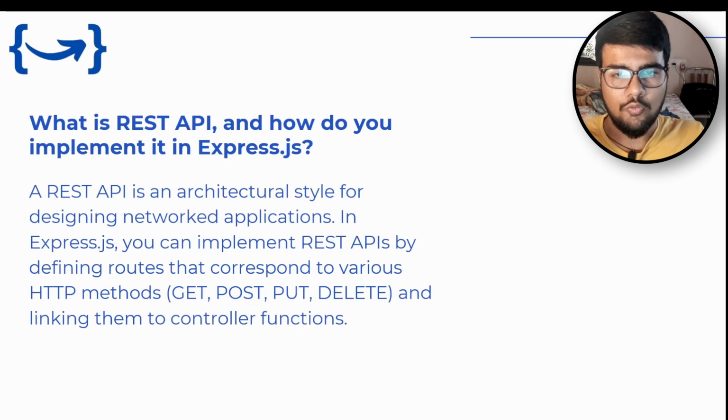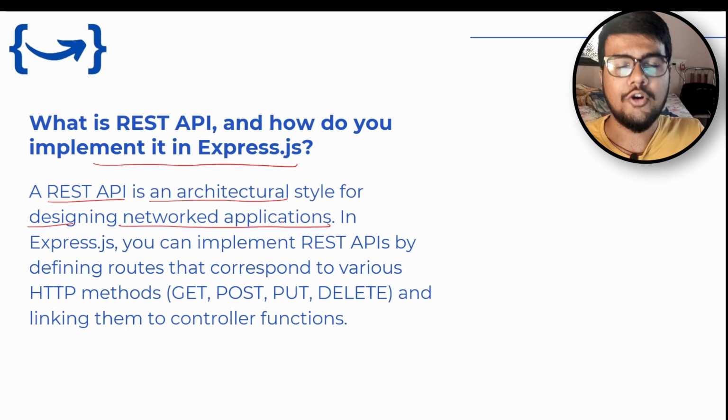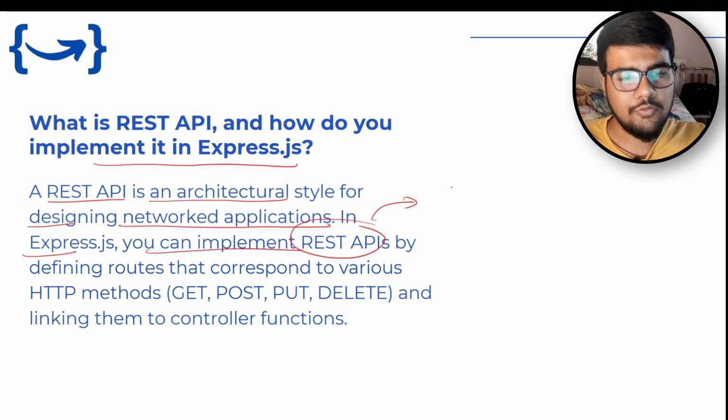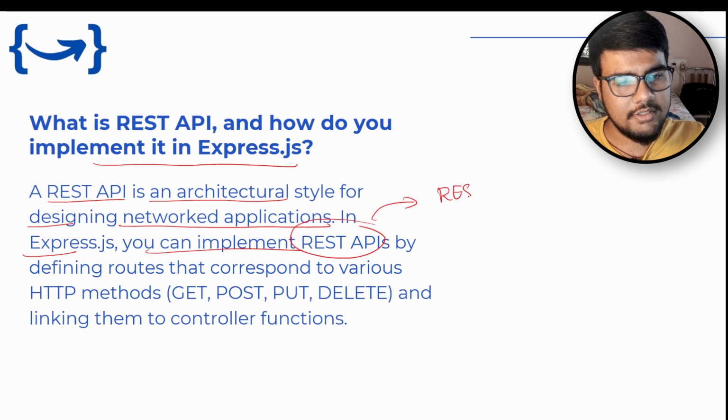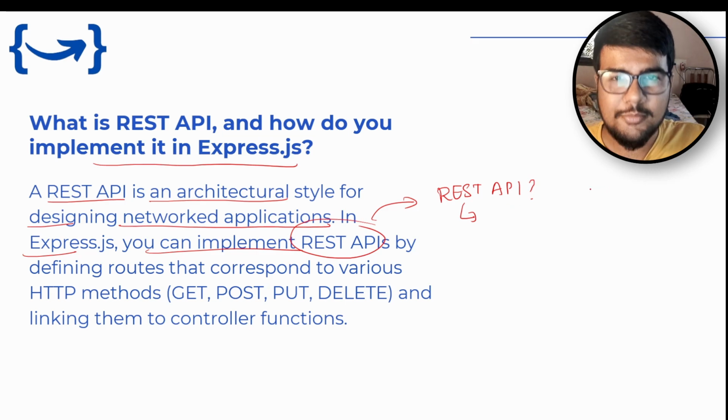What is a REST API and how do you implement it in your Express.js? A REST API is an architectural style for designing network-based applications. In Express.js, you can implement a REST API. Guys, again, the follow-up questions would be: what do you mean by REST API? What is the full form of REST API? Is there any competitor of REST API? And why don't you use any other API that is present on the net? So these types of questions, please make a note of it.